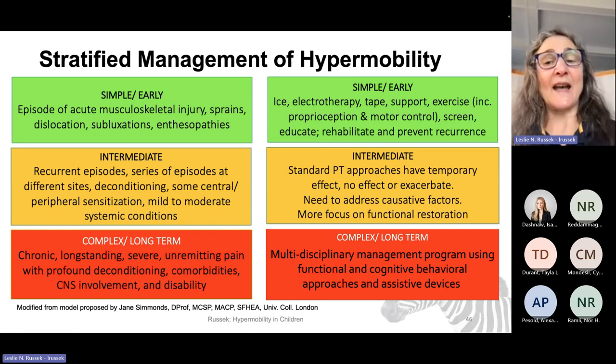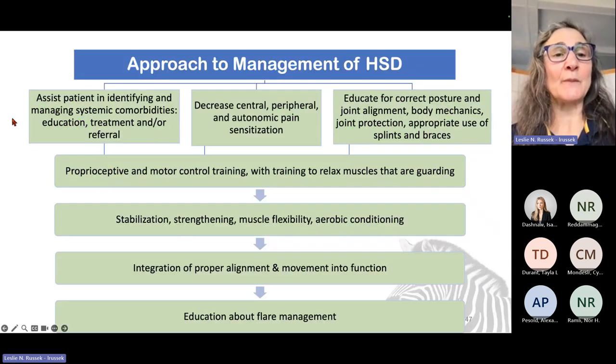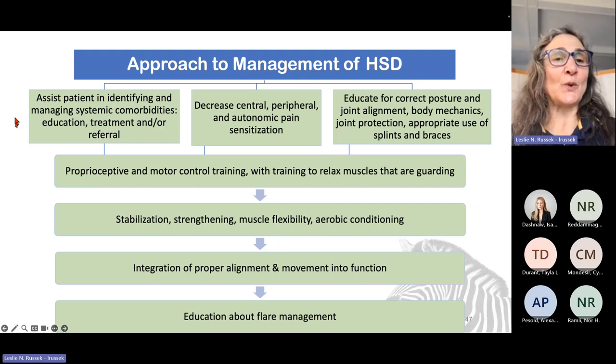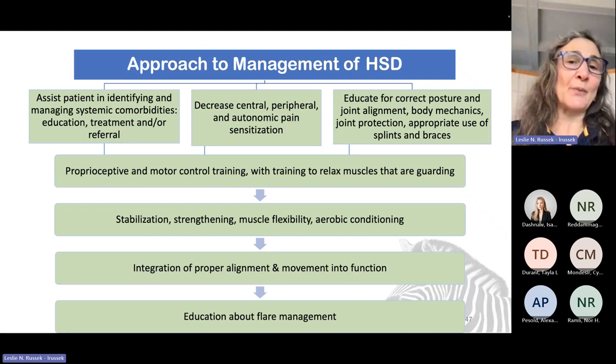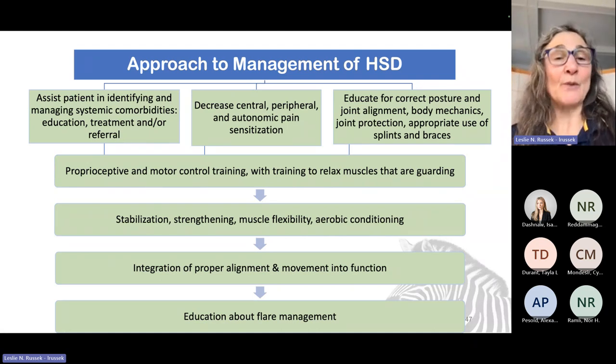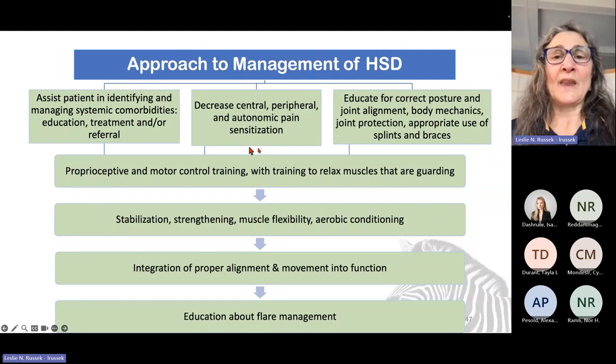Unfortunately, we don't have that kind of a resource around here. So my basic management approach, first, helping to identify the systemic issues. So if they have POTS or MCAS or GI problems or sleep problems, some of those things I can help with. Some of them I'll send them back to you for.